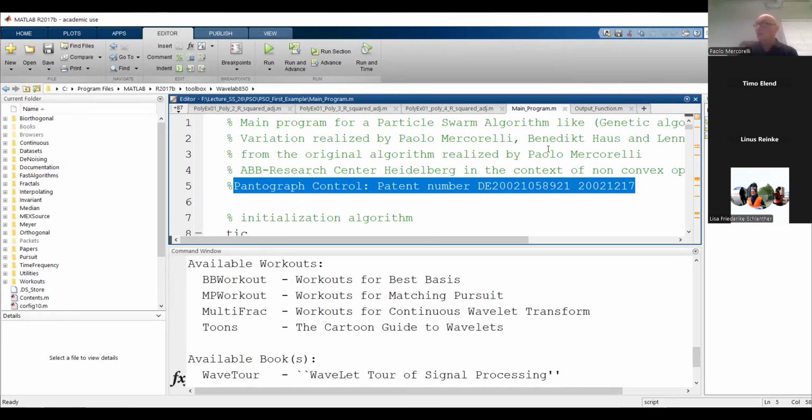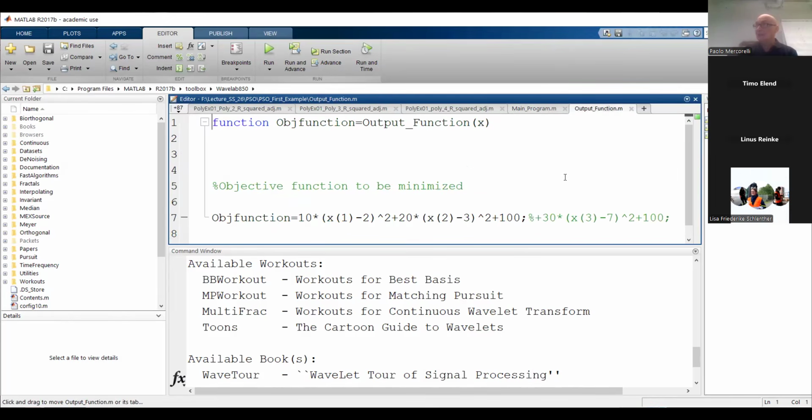The other file is output function, the function to be optimized. Originally, everything was in one file, but I split it because I think didactically it is more useful to consider two files instead of one. Please pay attention: this is the function to be optimized. Of course, it's an artificial function. In particular, the problem is stupid.